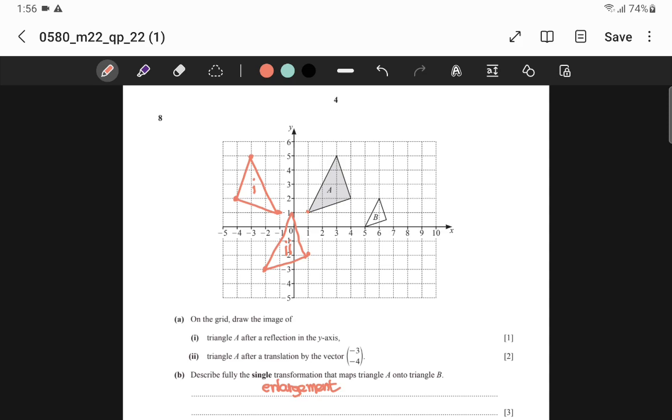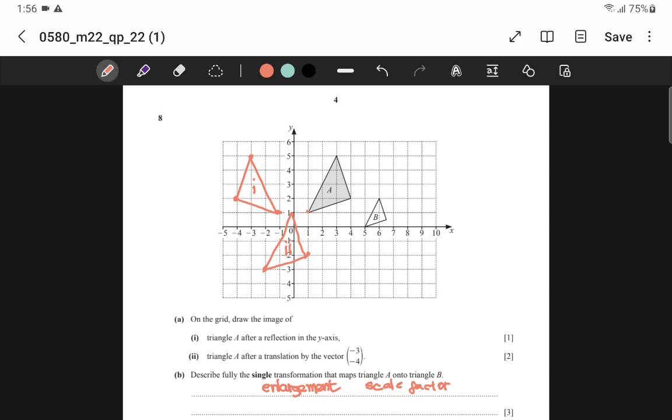Now, if it's getting smaller, then the scale factor will be a fraction. But if it's getting smaller and also rotated, then it will be a negative fraction. Right now, it will be a positive fraction because the orientation of the object is still the same, but it's getting smaller. Getting smaller by how much? Well, we can see.